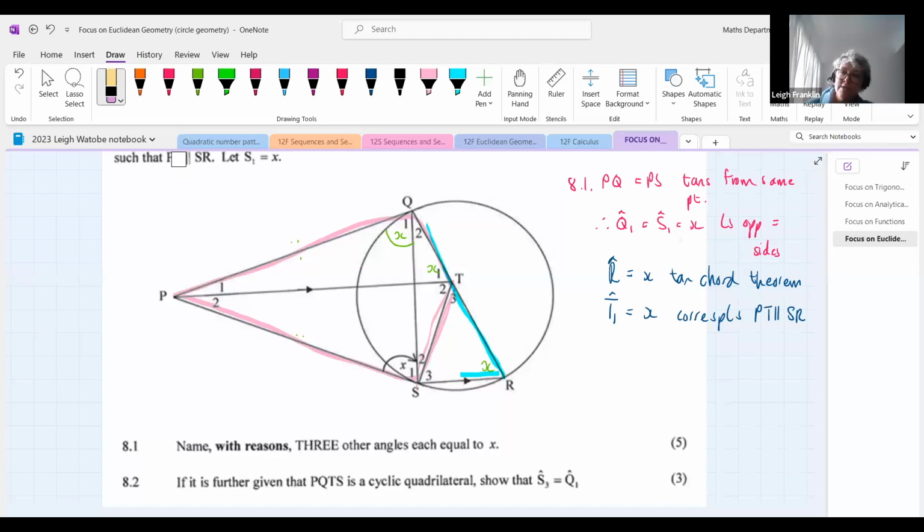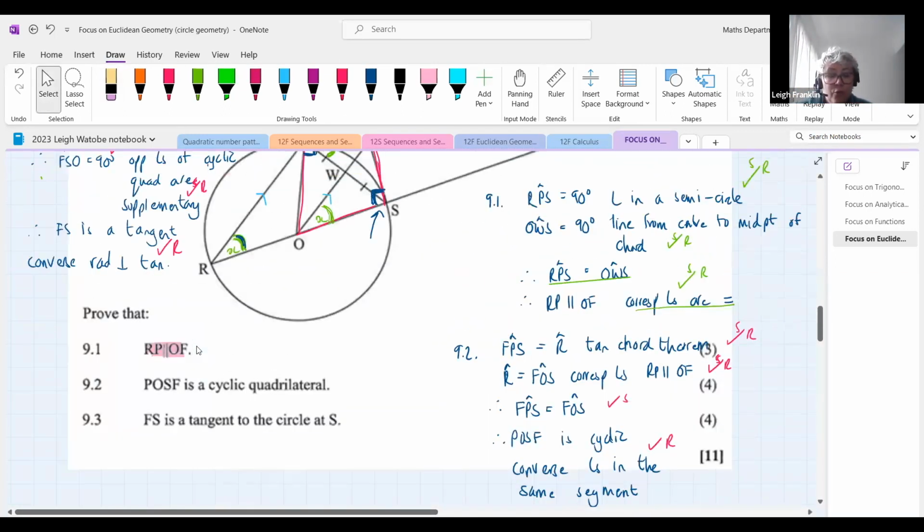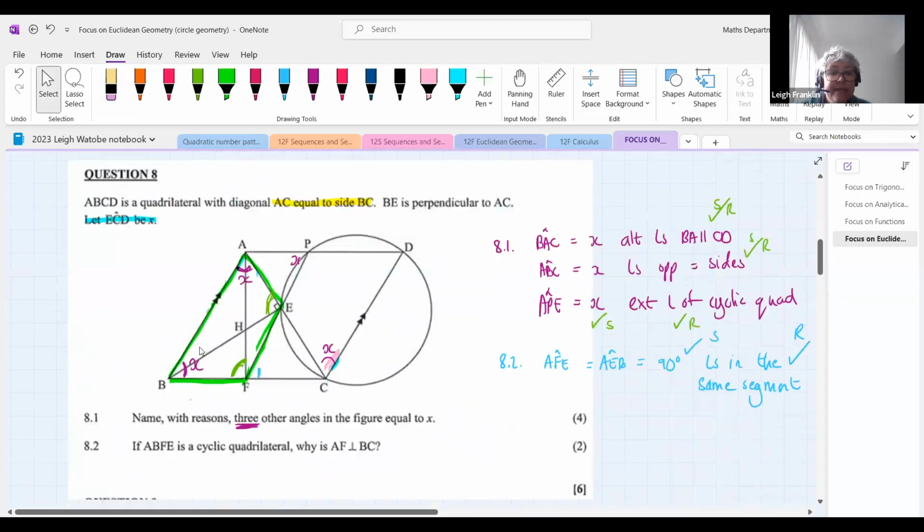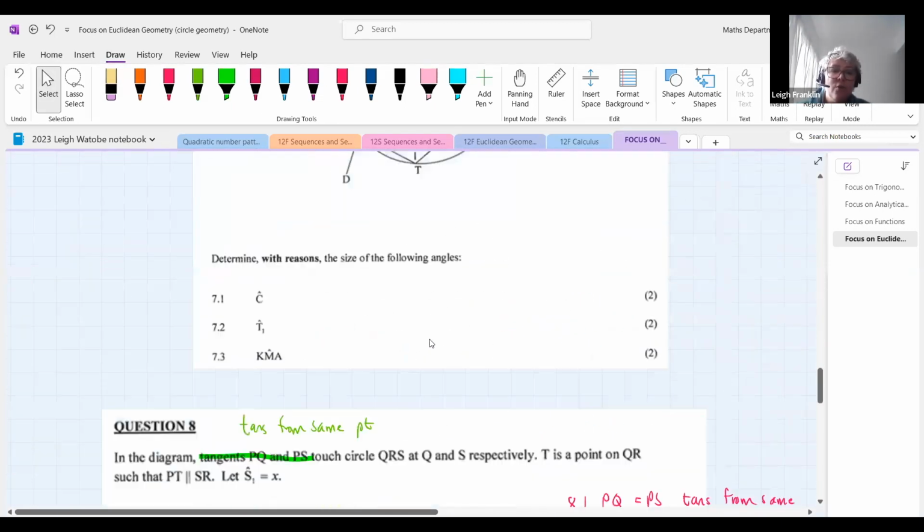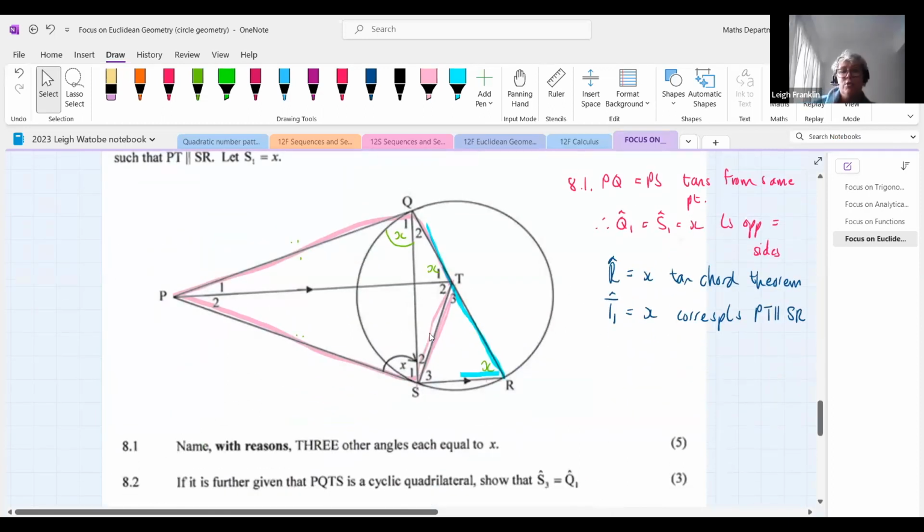So if a quad does not have 4 points on a circle, you have to prove that it's cyclic before you can use anything to do with a cyclic quad. If a quad has a circle drawn through all 4 points, like it did here with PECD, you don't have to prove that it's cyclic because it is cyclic. It's got its 4 points on the circle. So if a quad does not have its 4 points on a circle, you either have to prove it before you use it or be given it.